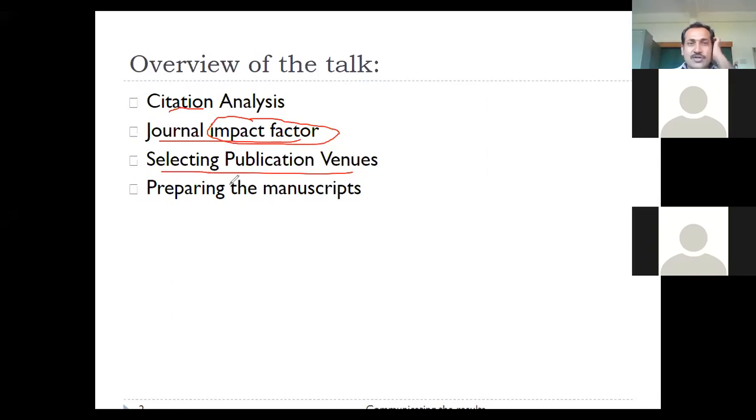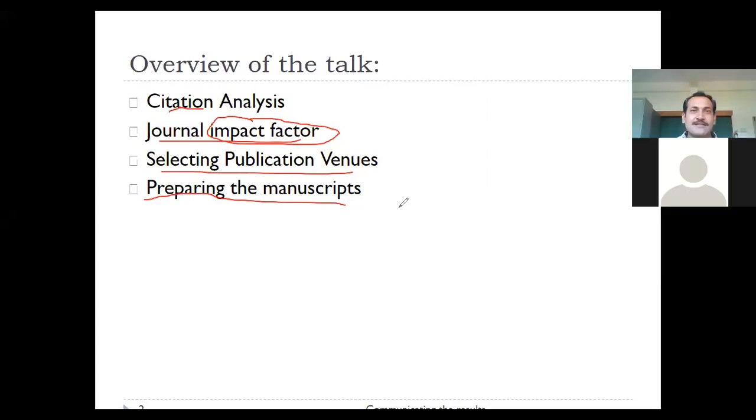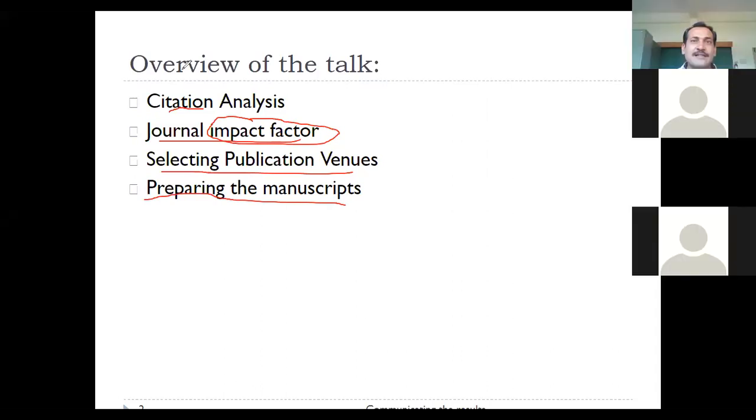Anyway, we will see how to select the publication venue, or which journal we should choose, and then we will see what things we need to take care of while preparing the manuscript to publish a research paper or research article. That we will see in today's talk.